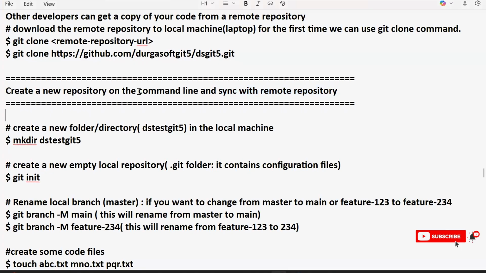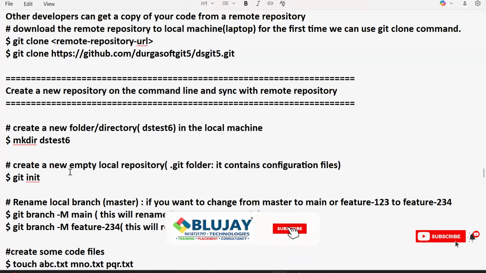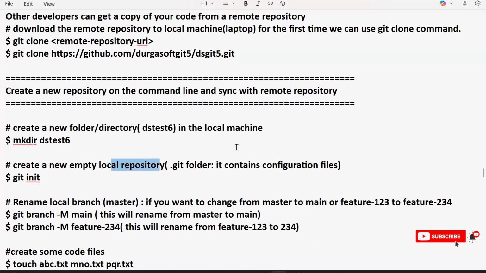I want to create a new repository on the command line and sync it with the remote repository. So create a new folder directory, dsgit 6, in the local machine. Create a new empty local repository. How can you create a new empty local repository? By using the git init command.